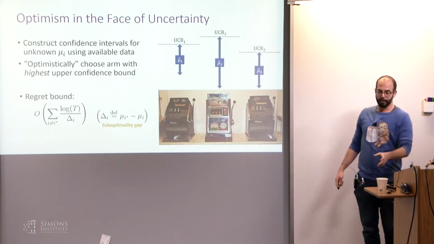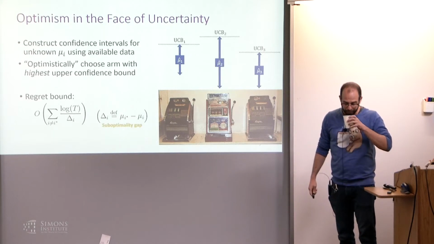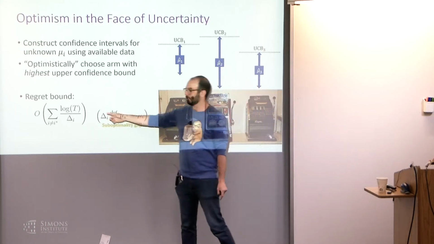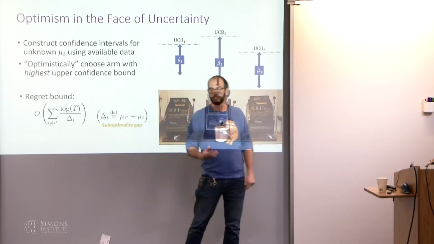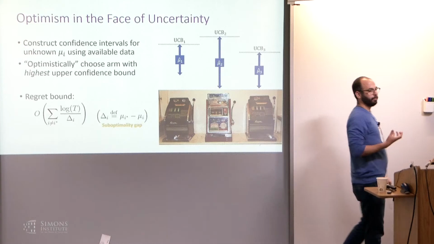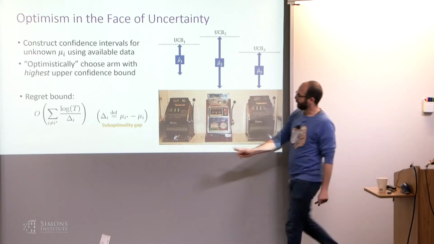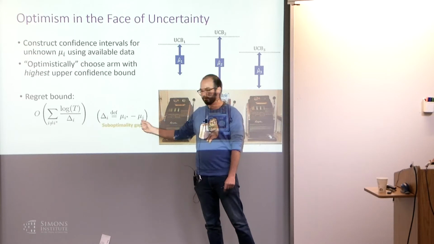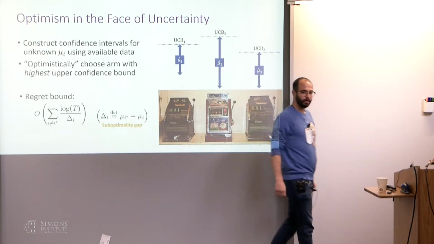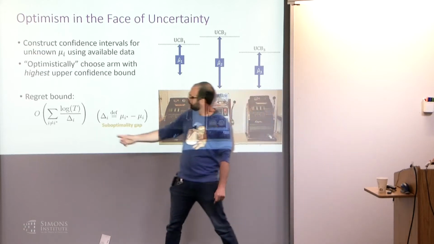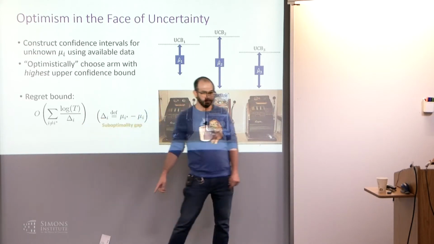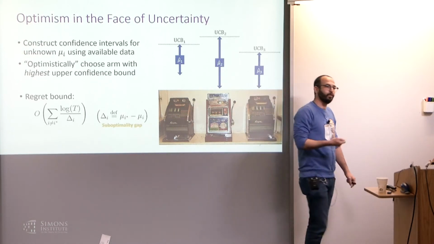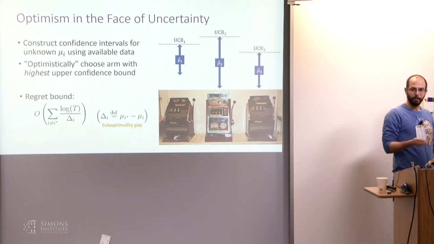Turns out that this algorithm gives me the regret bound that I'm after, which is logarithmic in the length of the sequence over the suboptimality gap of each suboptimal arm. That means the difference in the mean between the best arm and the arm that I just pulled. Now what you don't see here is that this is squared times delta i. There is delta i squared in the denominator.